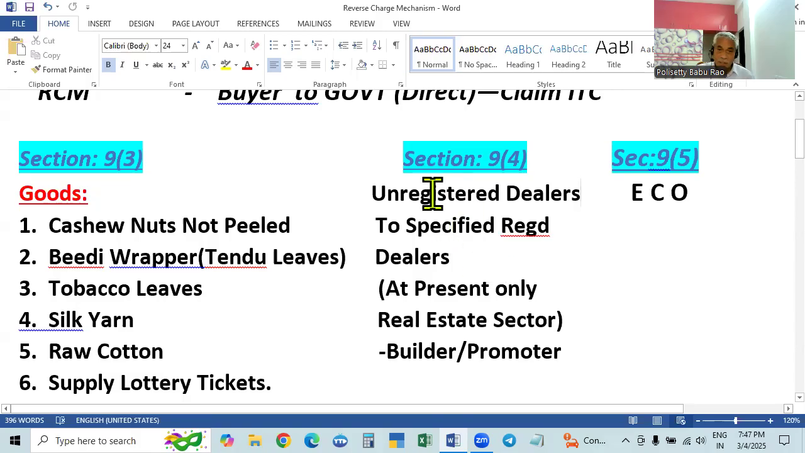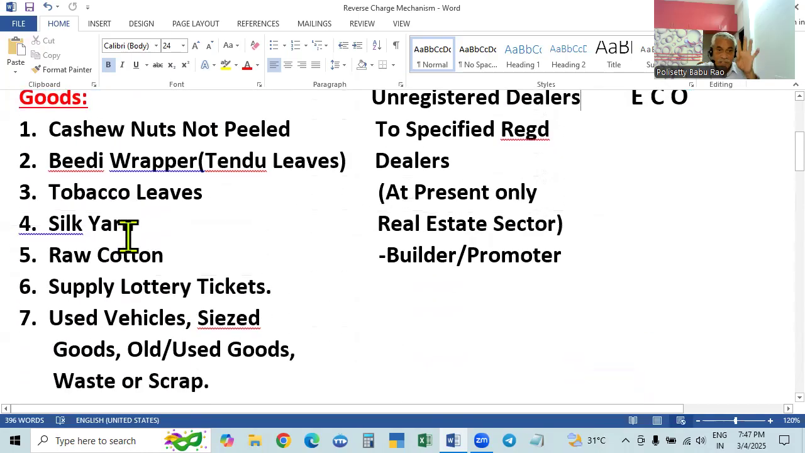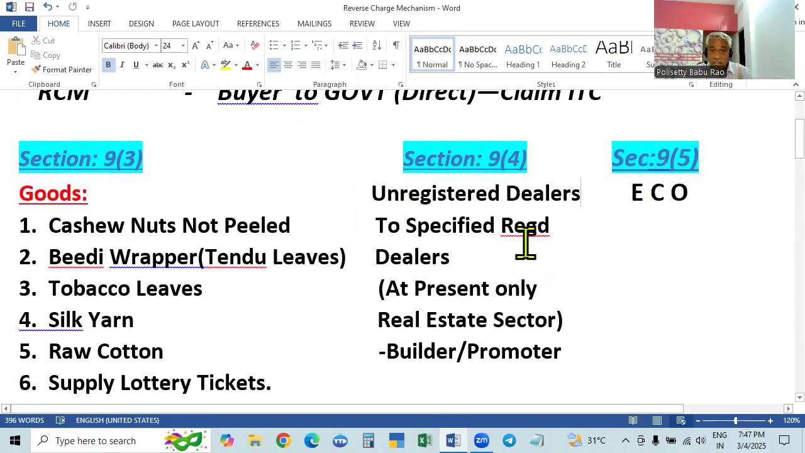So the supplier is only an unregistered dealer, and the recipient is not all registered dealers, only those specified by the government in the Act. If they buy goods or services from an unregistered dealer, other than those mentioned in subsection 9(3), all other goods or services supplied by the unregistered dealer to a specified registered dealer are covered. So this section was introduced in 2017.